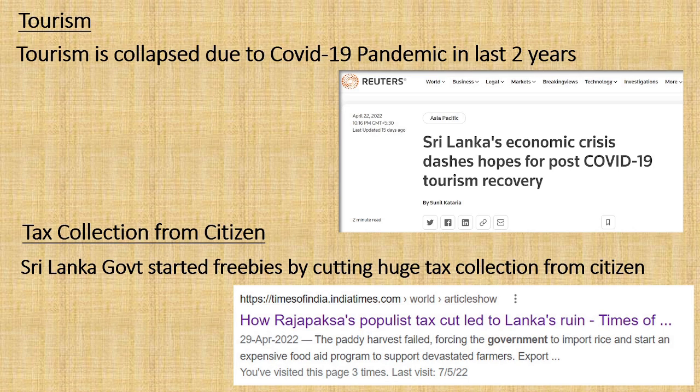Do you know what freebies are? It is very common in India also. Before an election, political parties promise you that if they come to power, they would give you free electricity, free water, free bus travel, free transfer of money to bank accounts. Okay, these are called freebies. But remember, these freebies actually will bring economic disaster. So these are the reasons responsible for the economic crisis in Sri Lanka.